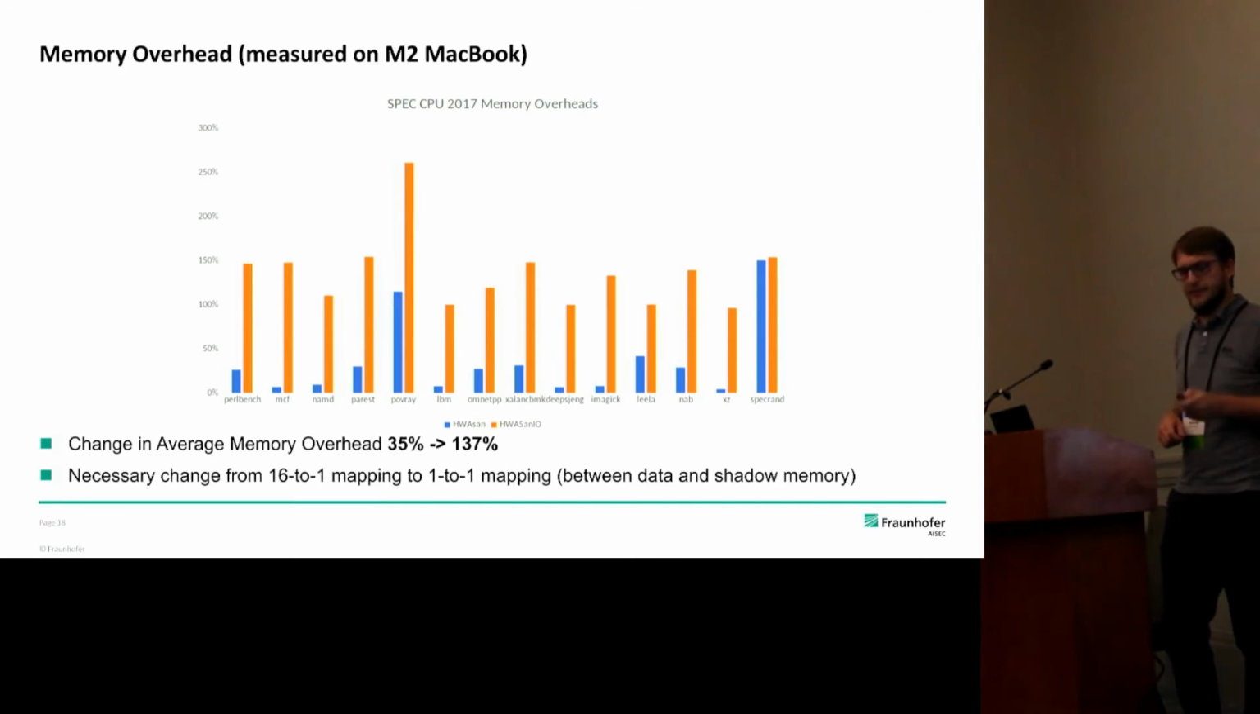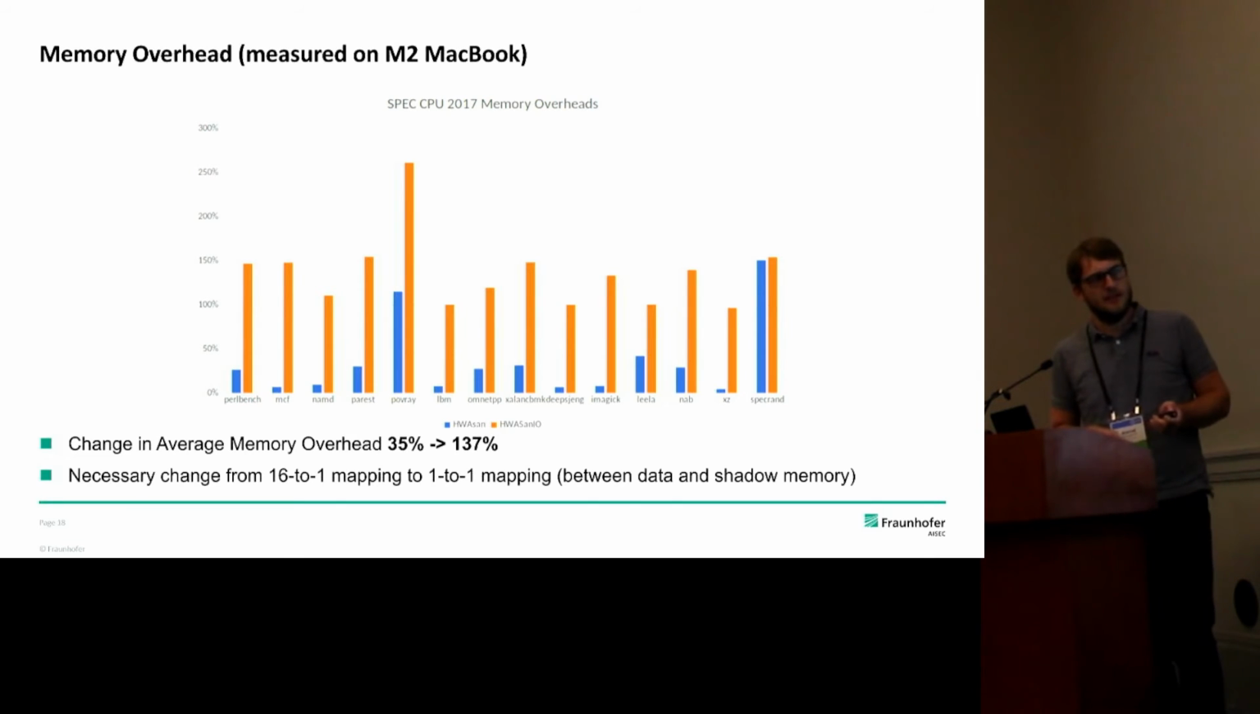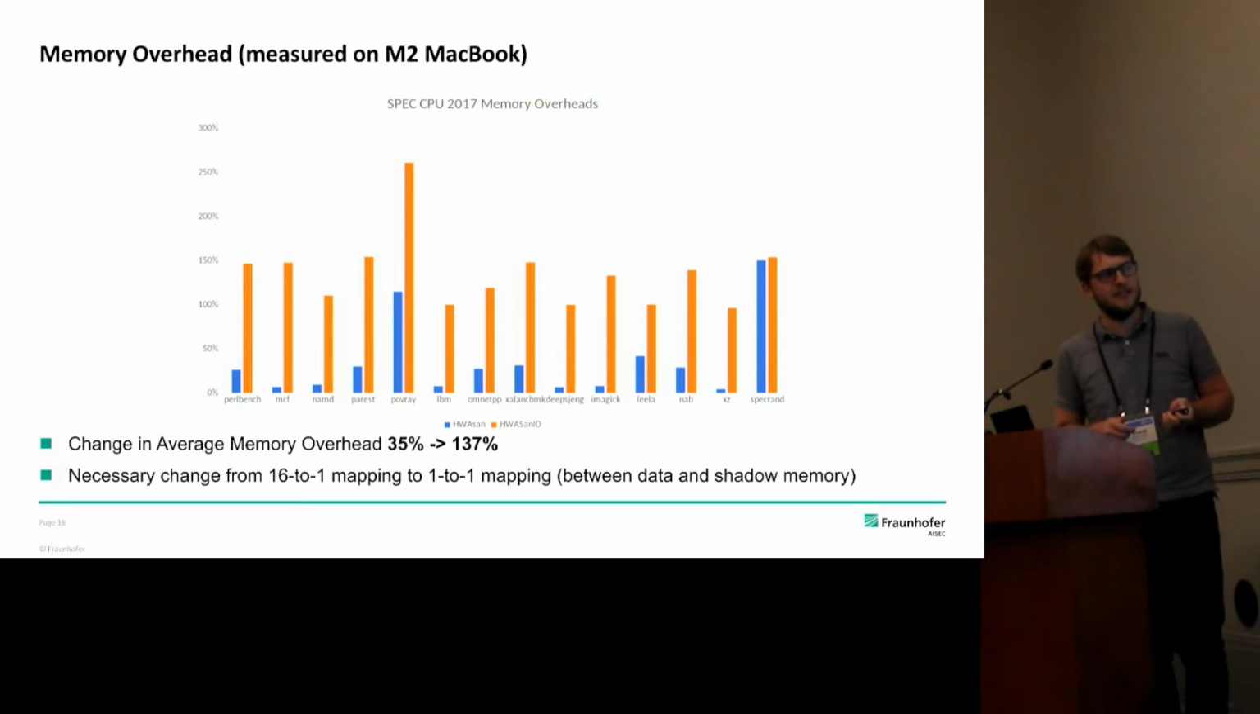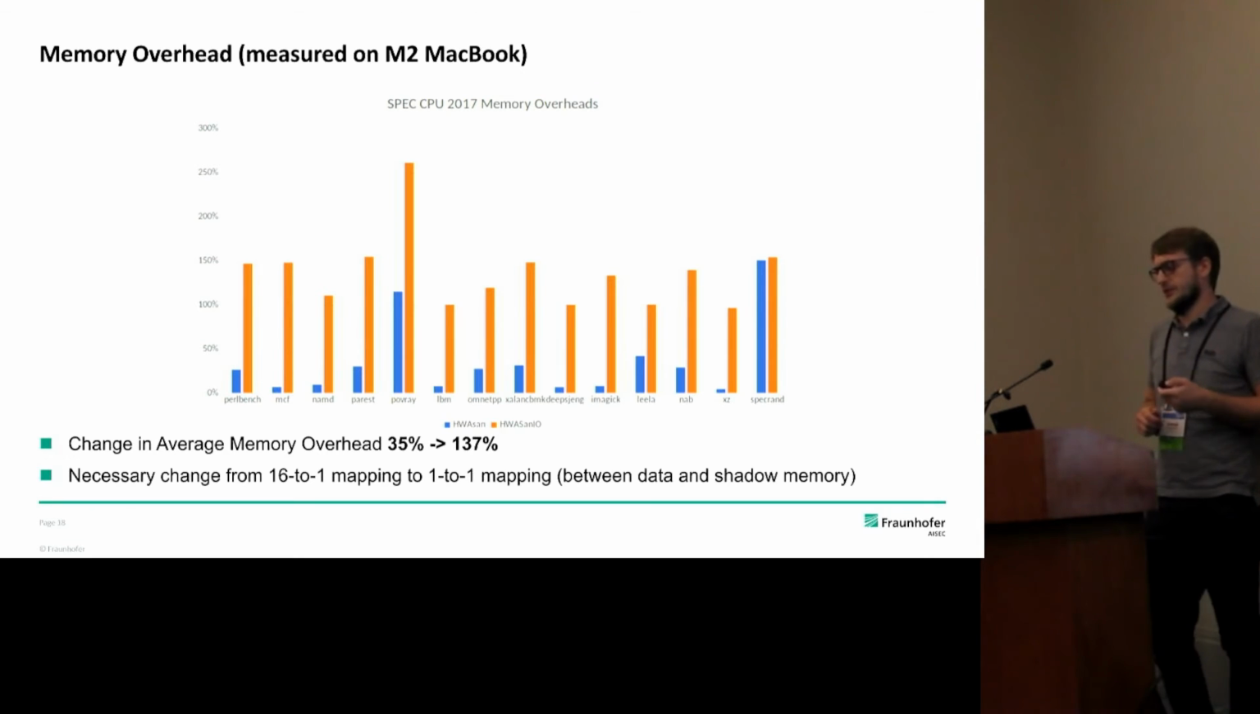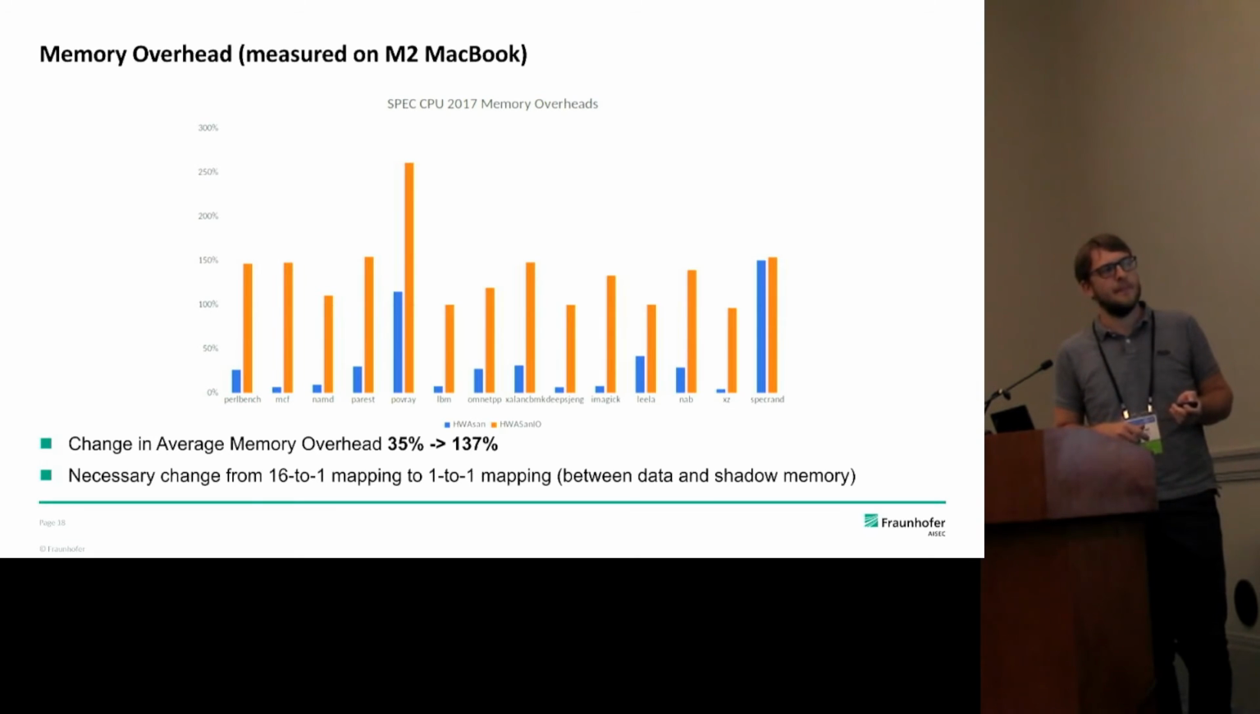Now we also evaluated the memory overhead. As I said before, this one was very low for the hardware-assisted address sanitizer. So in our version, only 35%. But we had to change the granularity from 16:1 to 1:1, which means that on average we are 100 percentage points higher in the memory overhead. Again, there's a small outlier in the POV-Ray benchmark, but for the rest of the benchmarks, you can see that it's about 100% overhead.